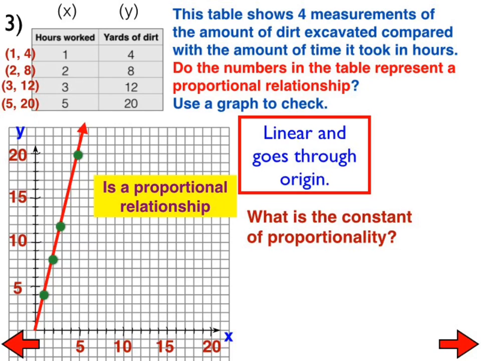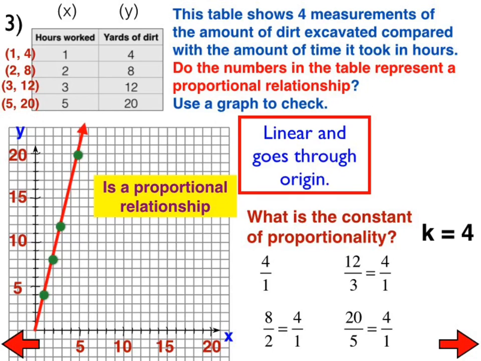So now the next question in your notes was, what's the constant of proportionality? And I walked around and I saw everybody was going, all right, 4 over 1, and 8 over 2, and 12 over 3, and 20 over 5, because that's the way we did it yesterday. So what's the constant of proportionality? Just say it. It's 4. So k is equal to 4.